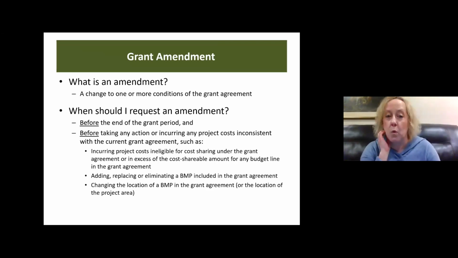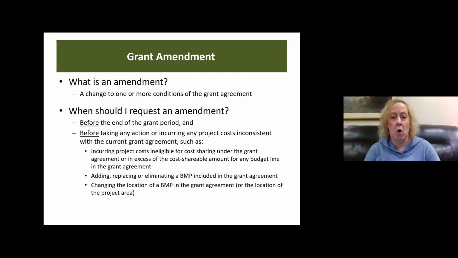So when should you request an amendment to your grant? Definitely before the end of the grant period. Essentially the sooner the better. If your grant is expired, it's essentially too late. And you definitely should request an amendment before taking any kind of action or incurring any kind of project cost that's inconsistent with your current grant agreement. So that could be some sort of unforeseen cost that is pertinent to the project but is currently ineligible based on the wording in your grant agreement.